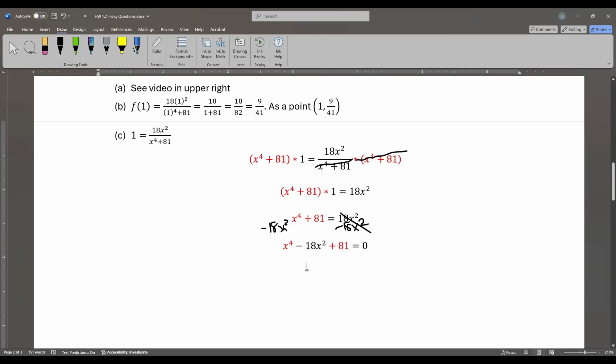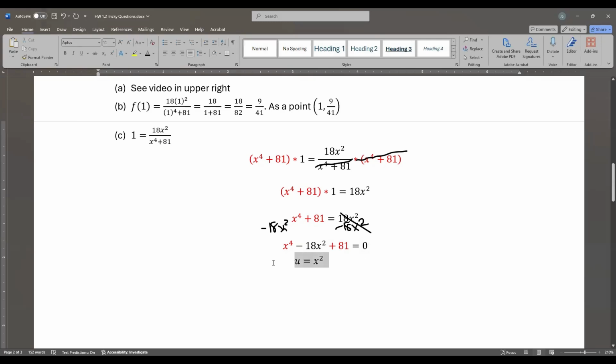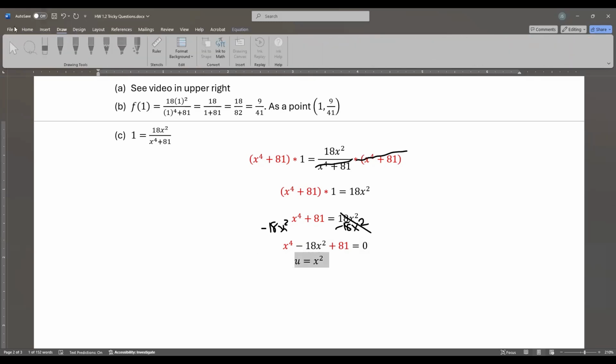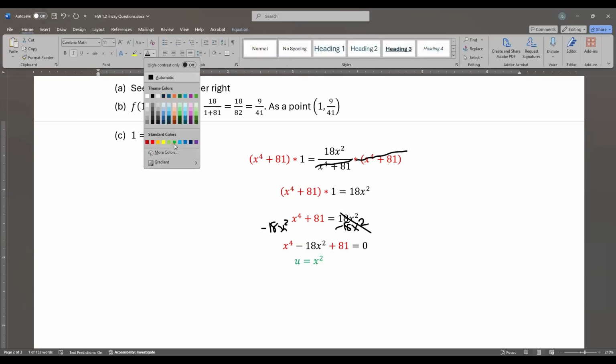This is actually factorable. It's going to be easier to recognize how to factor this if you do something called a u substitution. I'm going to say u is x squared. Now, that seems really awkward. Like, where did this come from? The short answer is there's no formula for this. You'll get a sense for how to do this later, but we haven't properly done this.